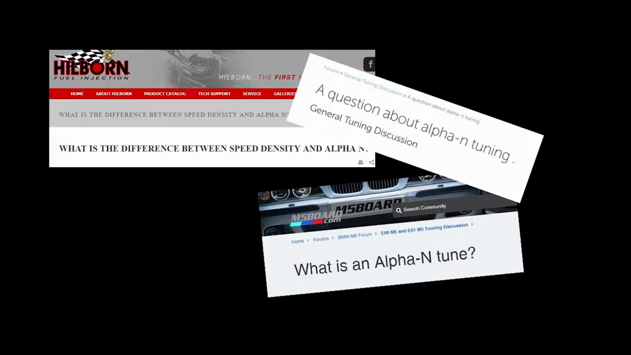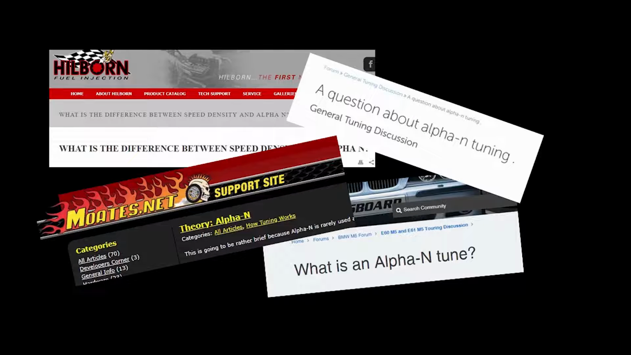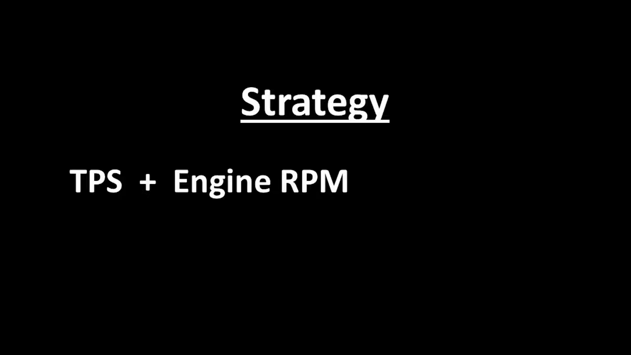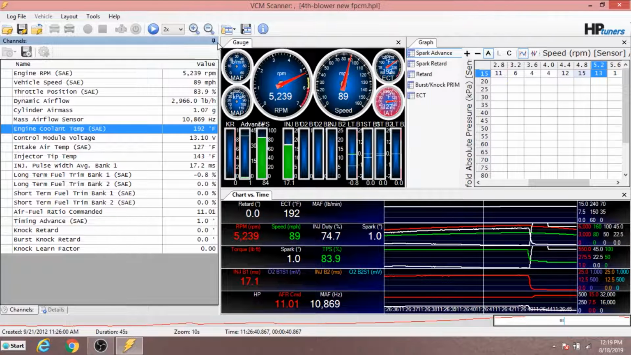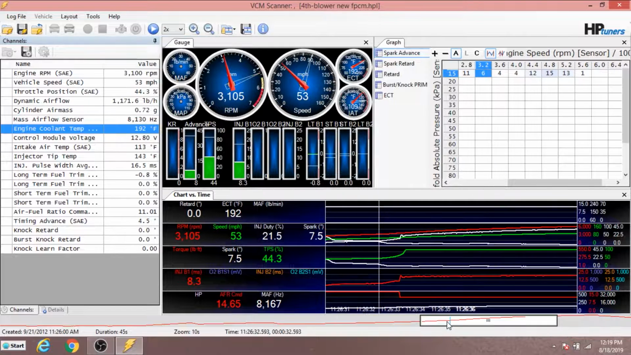So what is AlphaN tuning? Well, AlphaN is a strategy that uses input from the throttle position sensor and engine RPM to set the fuel curve. It's the only sensor used in this strategy, which you'll see later on how limiting that is. But AlphaN seems to work best at wide open throttle, but really not much else when you start throwing all the other variables in there like load and air density and all that.